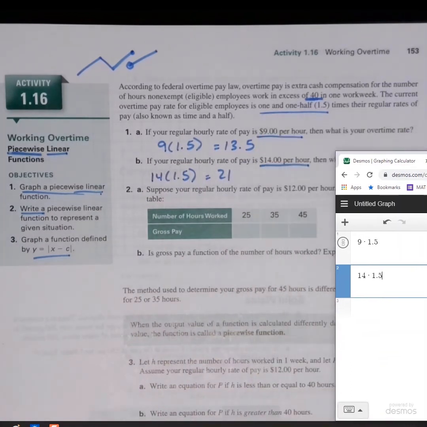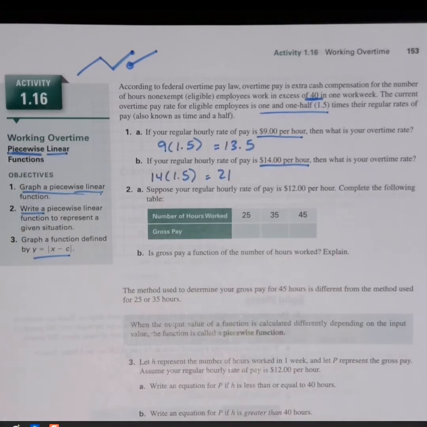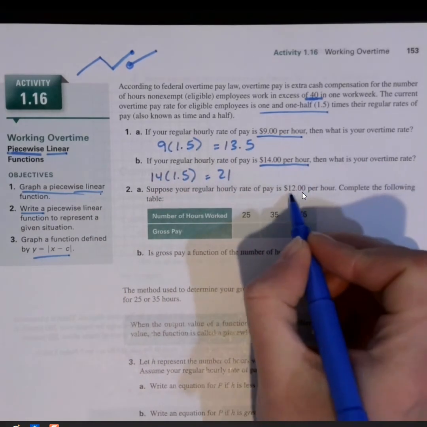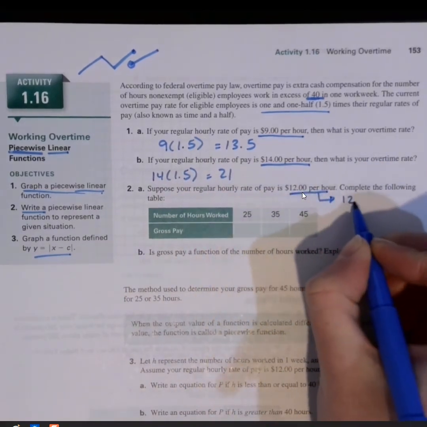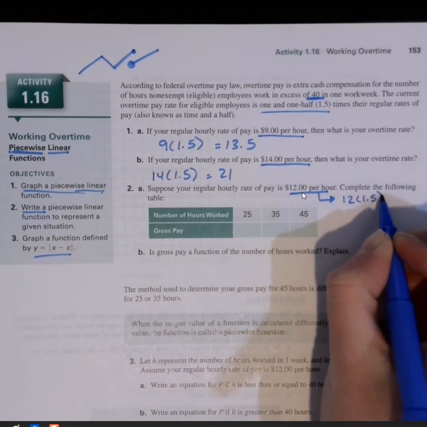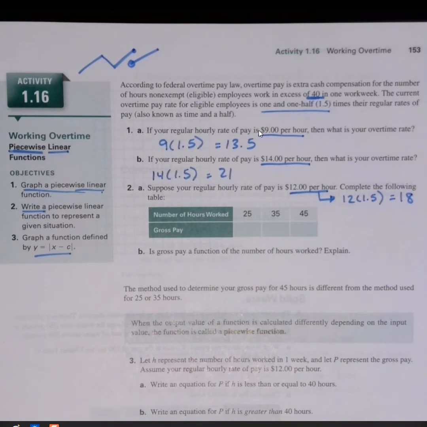All right, so now we're going to assume that our hourly pay rate is $12 per hour. So if it's $12 per hour, I'm going to calculate the overtime rate right here. Half of 12 is 6, so that should be $18. Okay, and you can double check that. 12 times 1.5 should be 18.